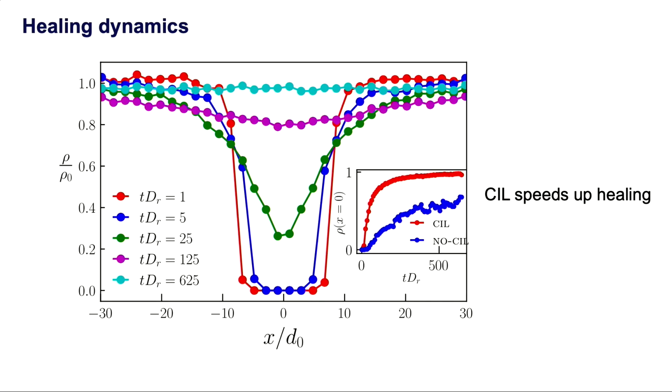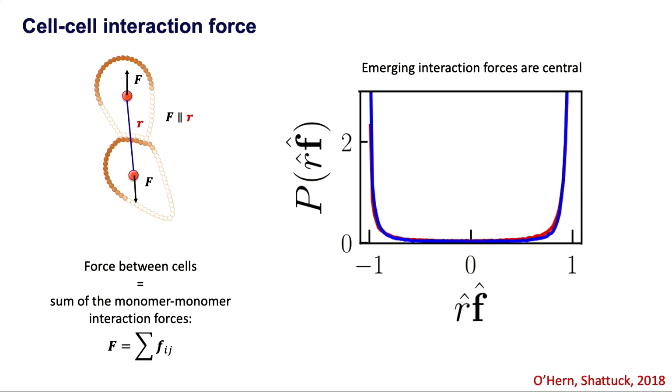And this is the dynamics. Perhaps I can skip. Instead, I would like to say something about the forces. So you can also think about what is the force that one cell is exerting on the other cell. How do you do that? Well, you just sum up the force of interaction between the interacting monomers, right?